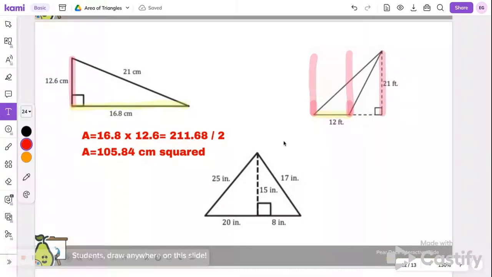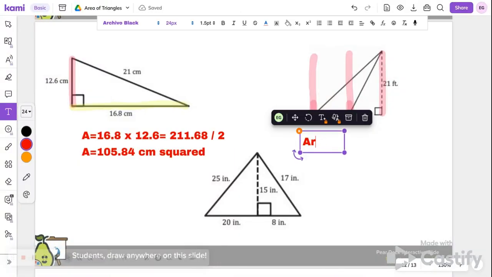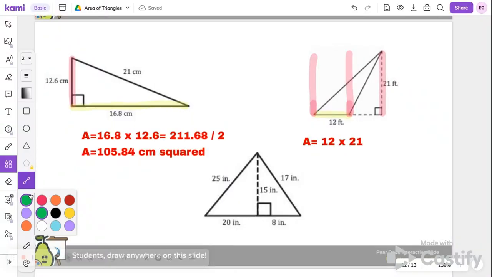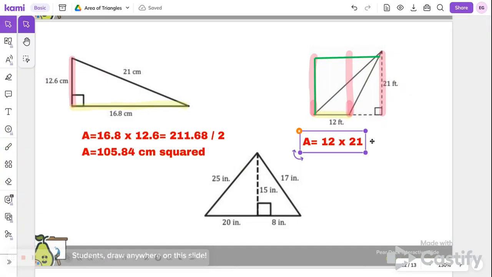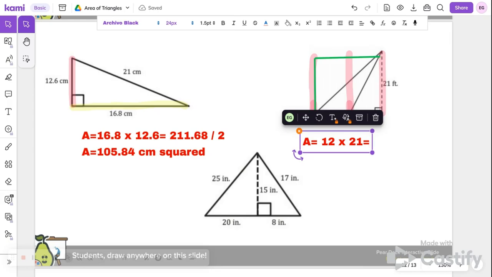So I'm going to go through the same process again. Area would equal, thinking of it as a rectangle first, 12 times 21. Because if I did 12 times 21, that would be as if I had a full rectangle. So again, if you need a calculator, you type in 12 times 21 and you get 252. Now 252 would be our area if we had a rectangle, but we don't. We have half of that, so we have to divide it by 2. So we take that answer, divide it by 2, and our final area is 126 feet squared.